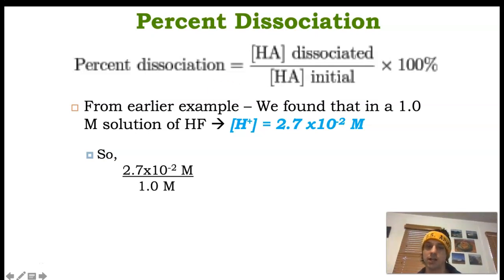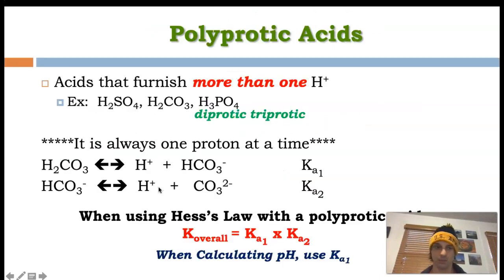So percent dissociation, if I determined in my ICE table the concentration of H of 1 molarity hydrofluoric acid was 2.7 times 10 to the negative second, my percent dissociation would be this divided by the initial concentration times 100. It would have been a 2.7% dissociation. So we're going to come back to that later on, but you might see that in some questions in the near future.